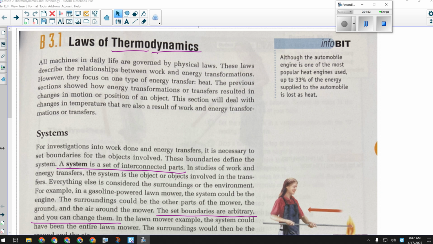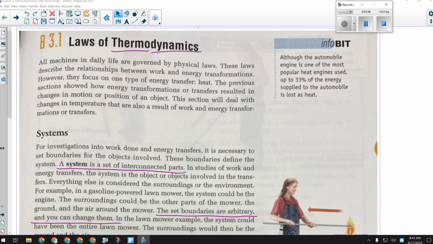The second law of thermodynamics talks about which way energy goes. And it always goes from the higher energy object to the lower energy object, from hot to cold. That is most commonly what we experience with thermodynamics. All right, so to understand those things, we have to talk about a few terms. The first term is a system. We use the term system in physics all the time. A system is a set of interconnected parts.